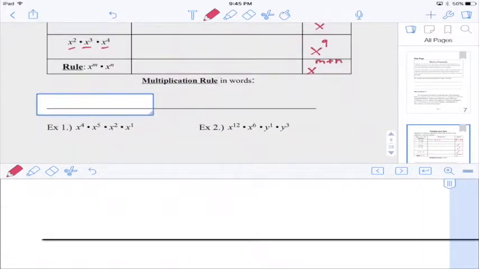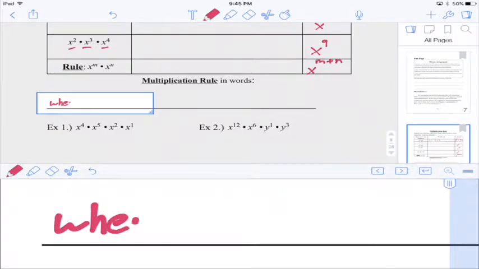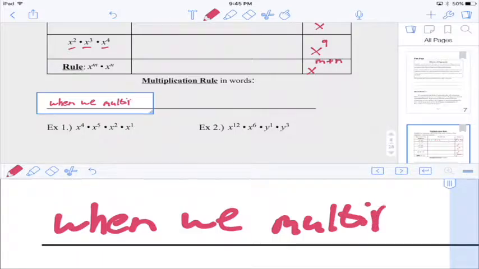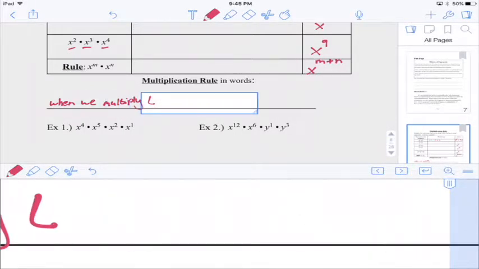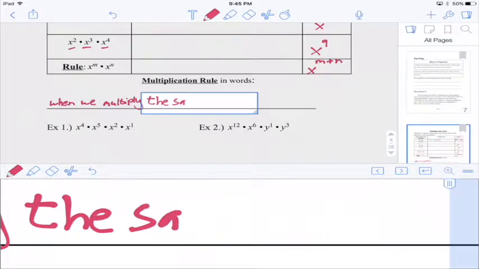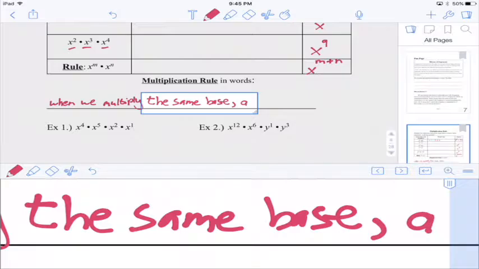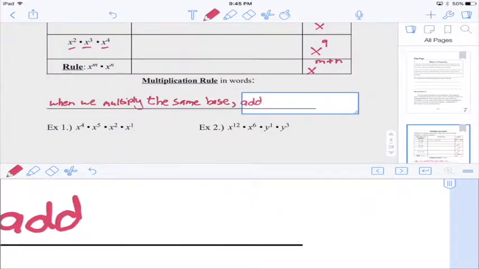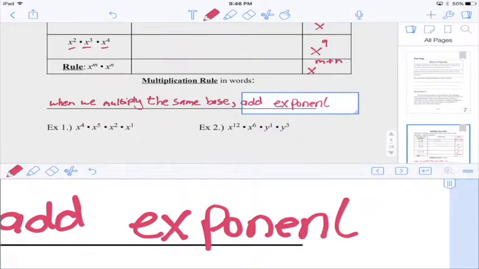So in words, this is when we multiply the same base, we add exponents.